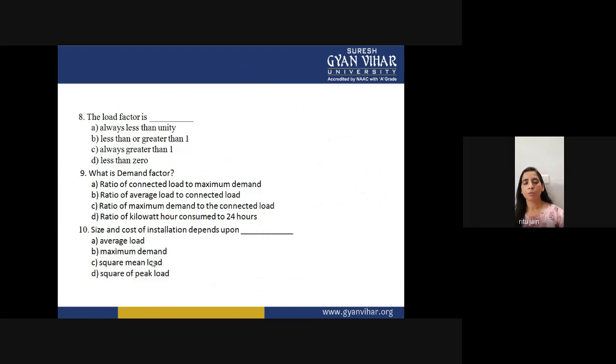Now we come to the next point. What is demand factor? We have already discussed your demand factor. The options are ratio of connected load to maximum demand, ratio of average load to connected load, ratio of maximum demand to the connected load, ratio of kilowatt hour consumed to 24 hours. So you can easily find out the answer for this demand factor. Now next question is, your size and cost of installation depends upon your maximum demand.